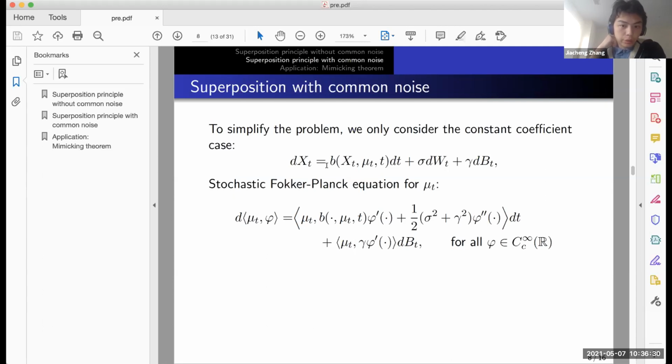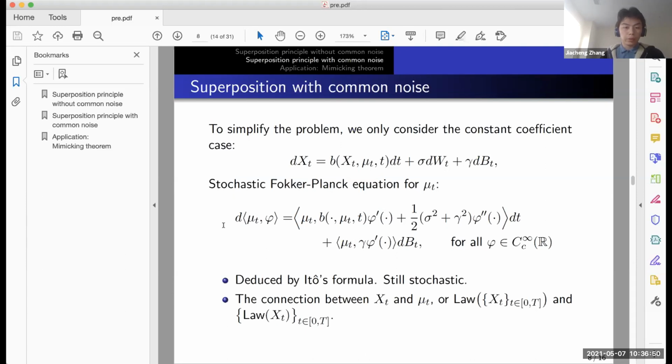So we can similarly write a stochastic Fokker-Planck equation for this mu t. Basically, the term here is just using Ito's formula and then taking expectation. We should be able to write some evolution of this mu.